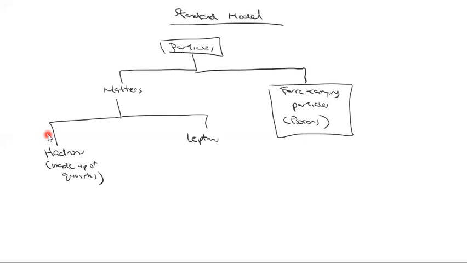All right. Leptons aren't made up of quarks. They're just leptons. So something like an electron is a lepton. You'll notice I didn't give you a breakdown of an electron.